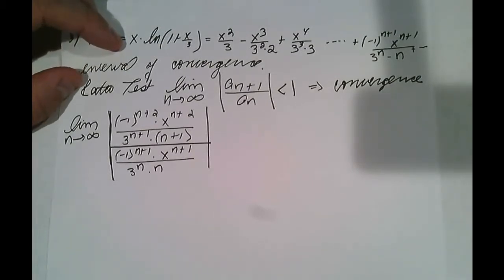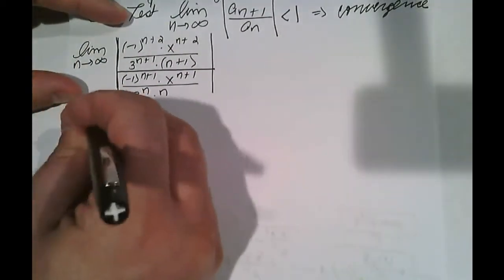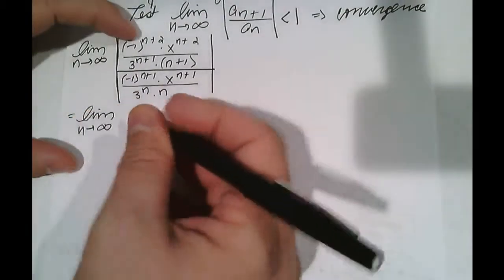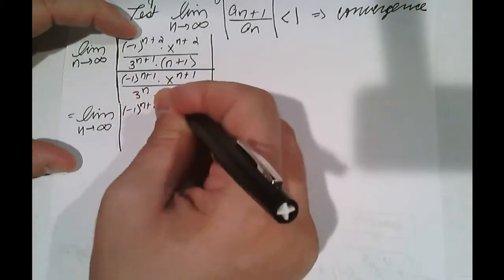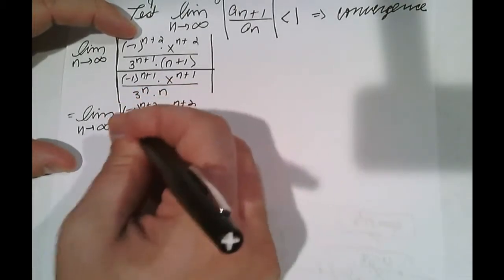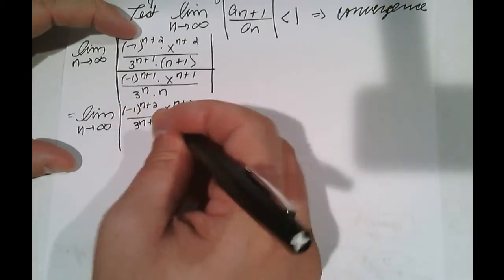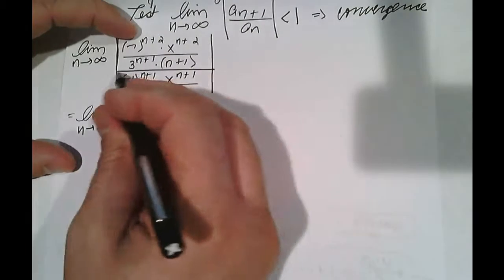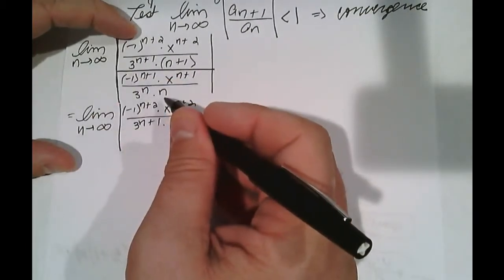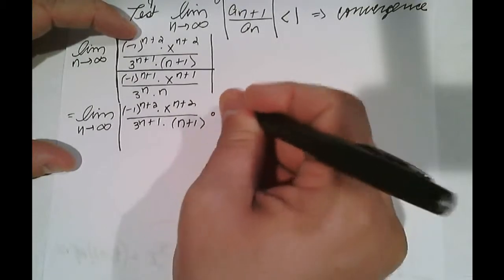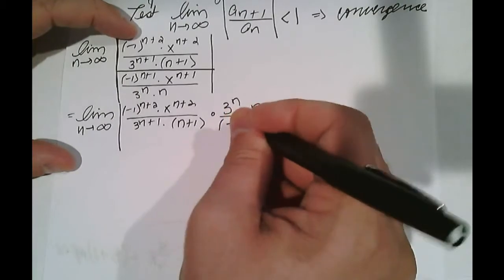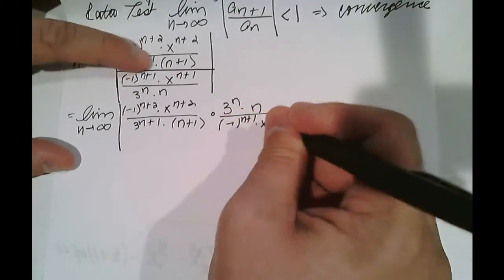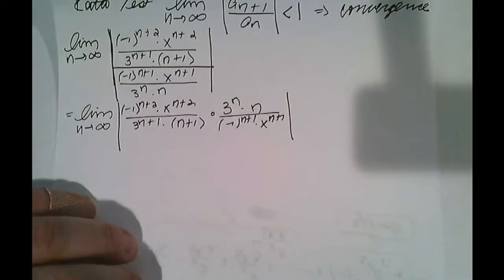Now what you need to do is just some basic algebra to simplify. So let's keep going. We're going to take the limit as n approaches infinity, the absolute value, negative 1 to the n plus 2, x to the n plus 2, divided by 3 to the n plus 1, times n plus 1. I'm dividing by this expression in the denominator. We're going to do a little keep it, change it, flip it, which means I'm going to multiply by 3 to the n times n, negative 1 to the n plus 1, x to the n plus 1.